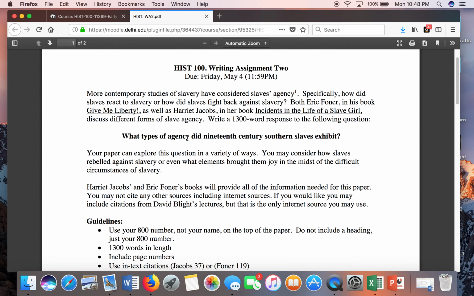So where is their power? Maybe they don't have power, but maybe they're able to express power in different ways. And so I'd like you to think about the ways that Linda is able to have power in Incidents in the Life of a Slave Girl, and think about how she's able to try to have some sort of control. She's not the only slave in that book who's able to try to take control of her life or push back against slavery. So that's what I want you thinking about.